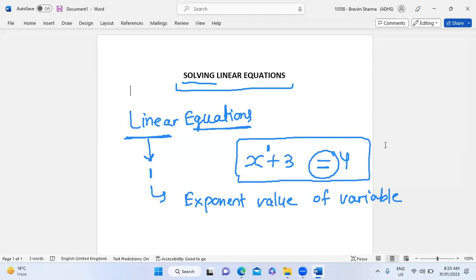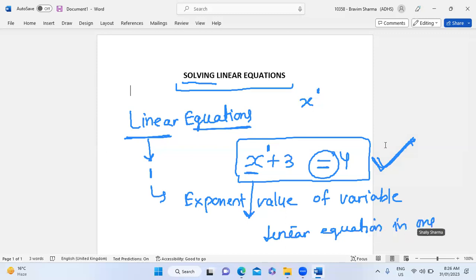Now this is a linear equation because here x was written. If nothing is written on the top right corner, that means it is power 1. And if the exponent value, or you can say the power or index of the variable is 1, then it is known as a linear equation. And here we have used one variable only, x. So this is a linear equation in one variable. And we will be discussing how to solve only linear equations in one variable, let's say x. It can be y also, the process will be the same, only the name is changed.